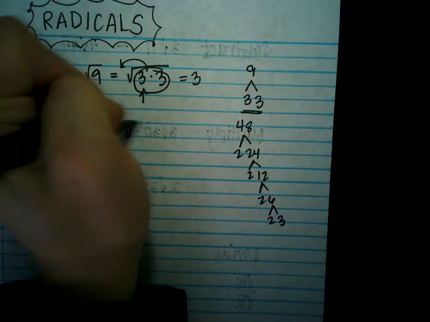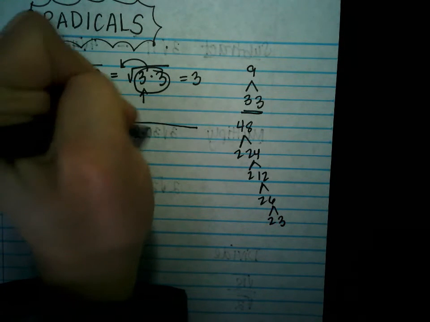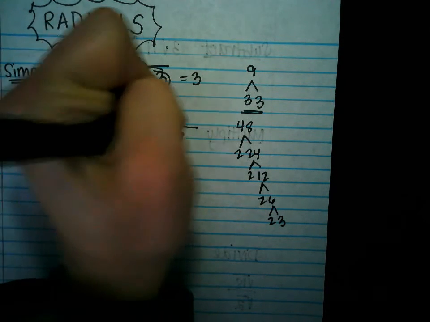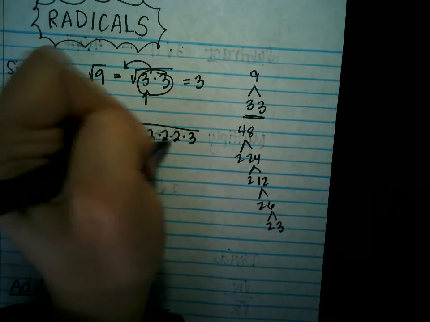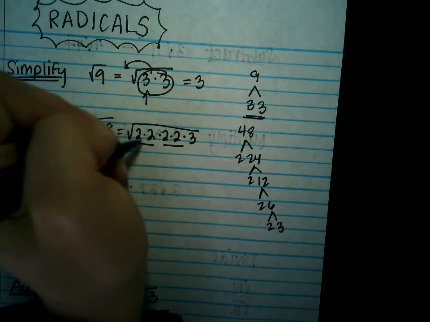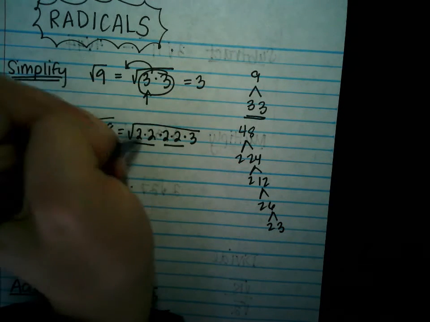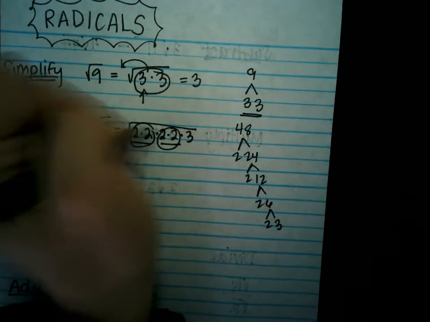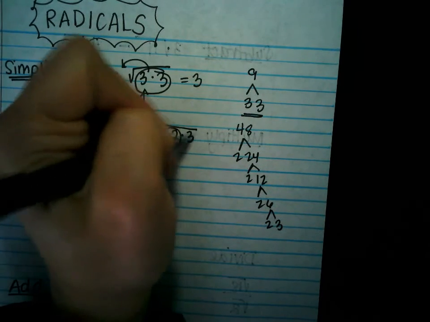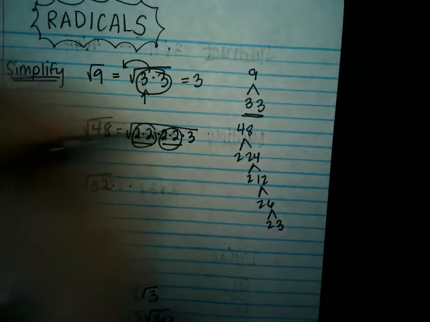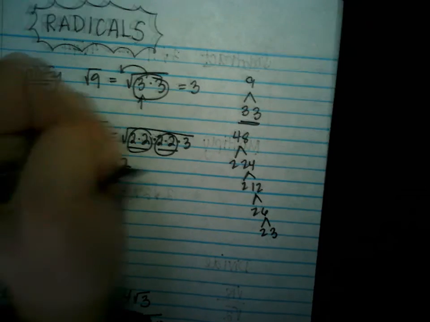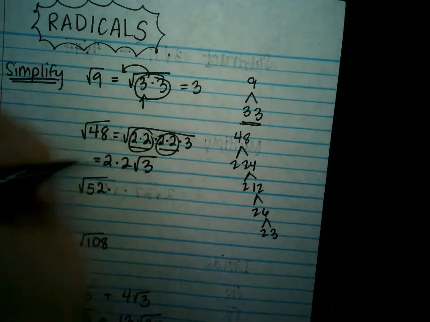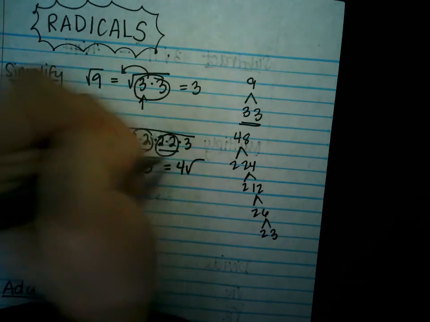Okay, and I'm looking for things that appear more than once. So I see that I have 2 2's right here and 2 2's right here. It has to appear exactly twice for a square root. So I can take the root of those 2, and I'm left with a 3 inside that only appears once. So if I take 2 2's outside and I multiply them together, and I have a 3 left inside, I end up with 4 radical 3.